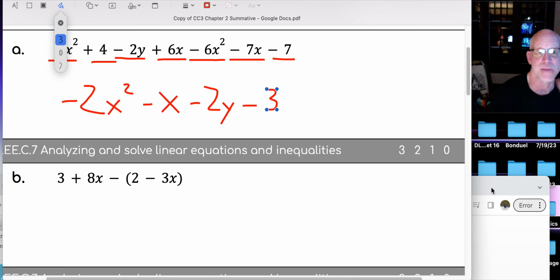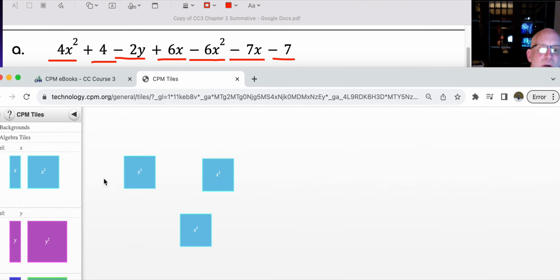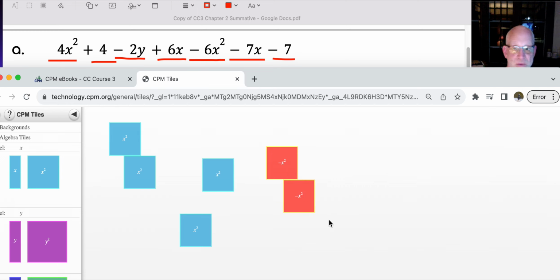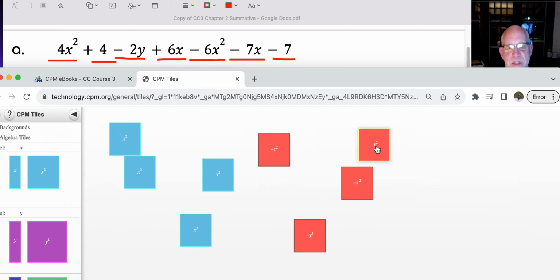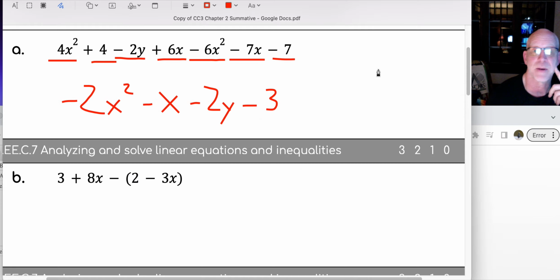And again, if we went with tiles, we would say we start with 4x squared, we take away 6x squared. So we would start here, and then we take away 6. 1, 2, 3, 4, 5, 6. But you get the idea, right? So I like tiles, but that's up to you on this one.